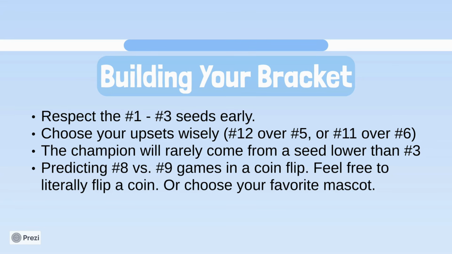Number 3, the NCAA champion rarely comes from a seed lower than the number 3. So when looking at that team who's going to occupy your champion spot, make sure it is ranked in the top 3. And lastly, the statistically hardest game to pick is the 8-9 game. So have some fun with it. Flip a coin, choose the team with your favorite colors, or choose your favorite mascot.